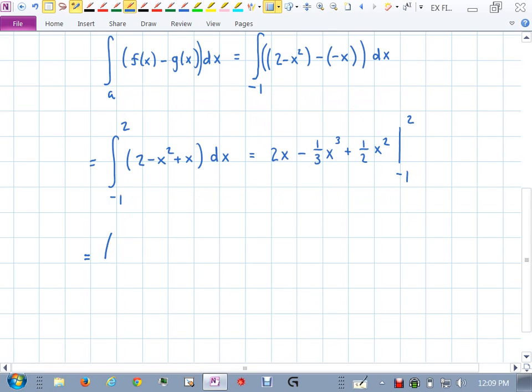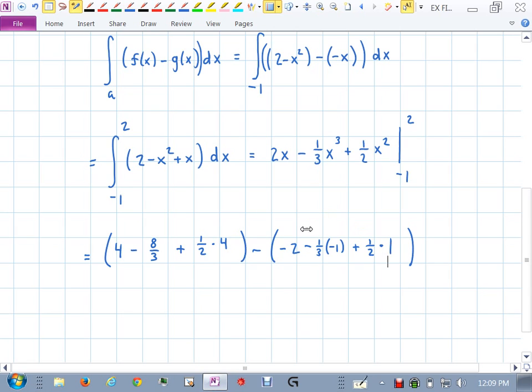Let's plug in 2 first, and then we'll plug in negative 1. So if I plug 2 in, I get 4 minus 8/3 plus 1/2 times 4, which is going to be a 2. Then when I plug in negative 1, I get negative 2 minus 1/3 times negative 1 plus 1/2 times 1.